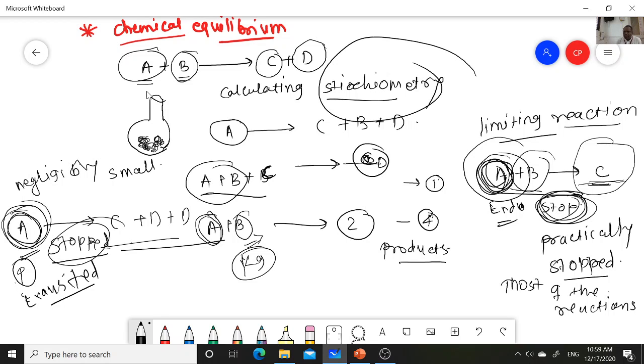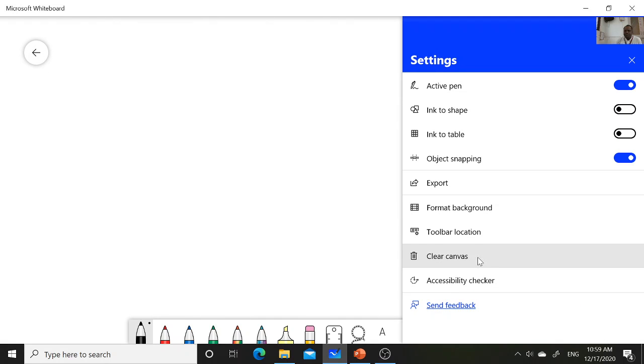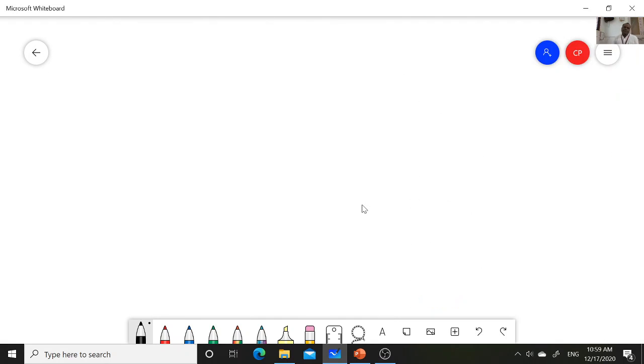We know that. Now remember that there are many reactions which can go in the backward direction. What are we talking about? We are talking about chemical equilibrium.